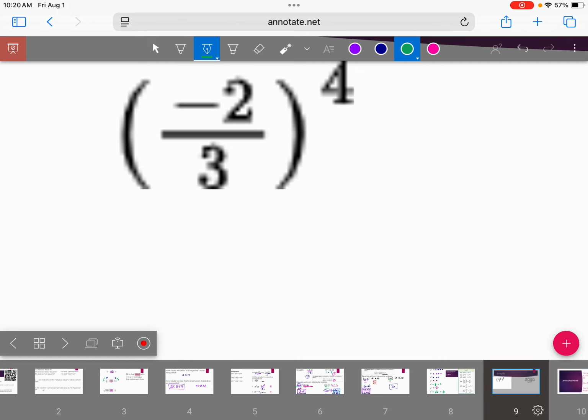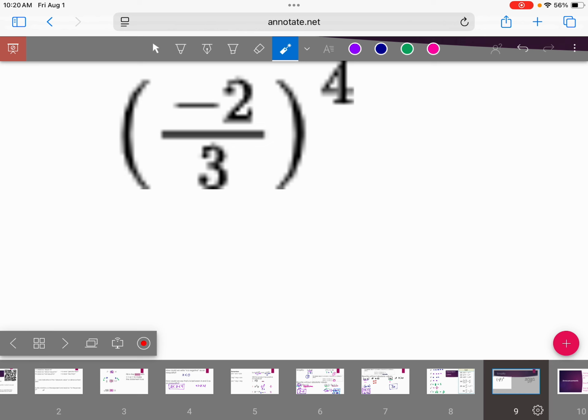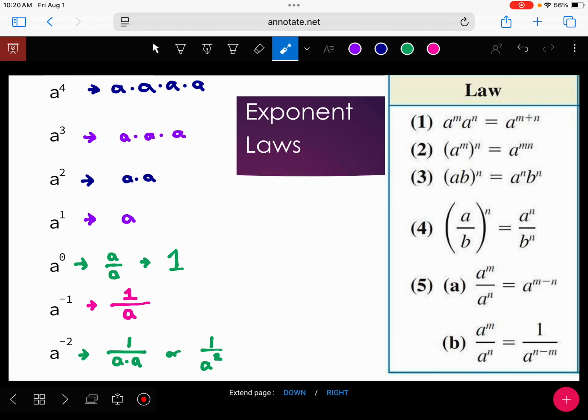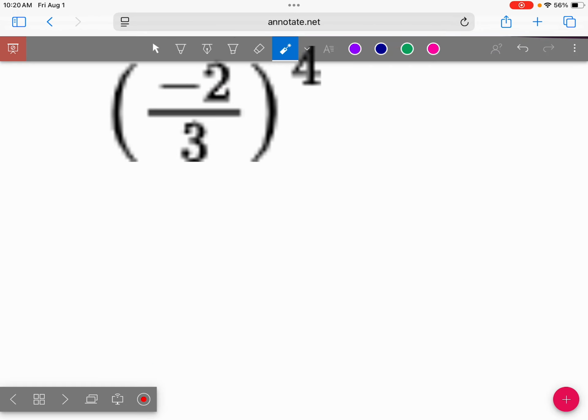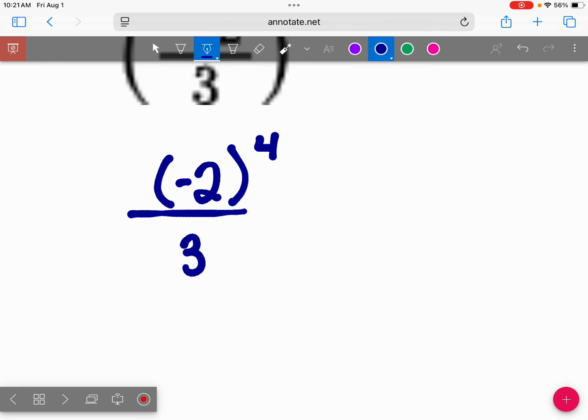What I'm going to do is use some of these exponent laws. I've got a fraction raised to a power. So I'm going to bring that into both pieces here. Looking at this one, I'm going to take my negative 2/3 and make this be negative 2 to the 4th over 3 to the 4th. I am keeping the parentheses around that negative 2.